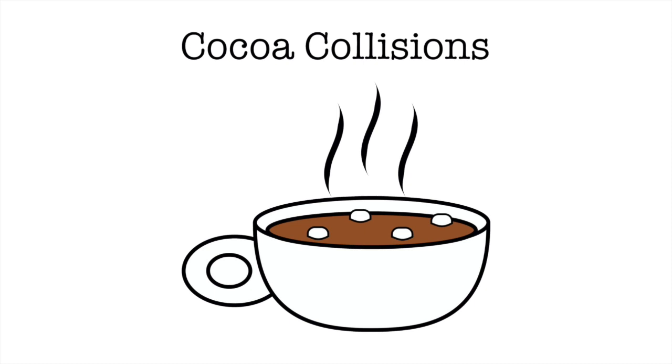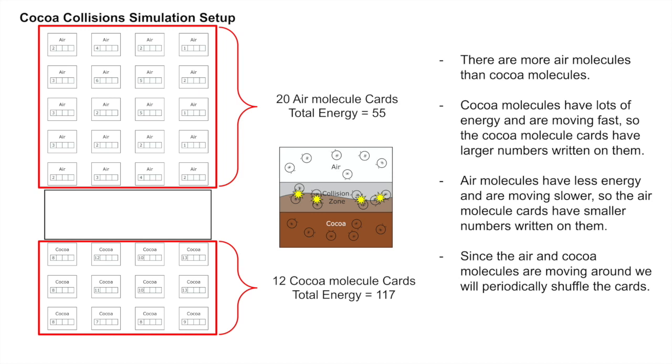Today we will be conducting the Coco Collision simulation from Lesson 3 of MyStars Unit 7.3 in order to investigate the question, how does temperature change? In this system, there are many more air molecules than Coco molecules. In the Coco Collisions system, there are 20 air molecule cards and 12 Coco molecule cards.